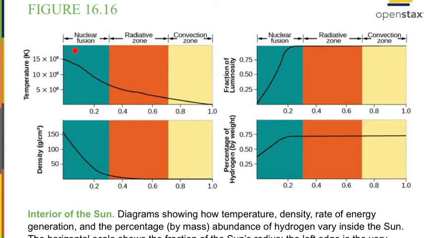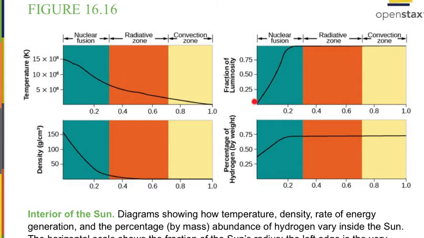And so it's got the core where nuclear fusion takes place, then it's got a radiative zone, and then it's got a convective zone, and we can see the temperature, 15 million in the core, 5,800 at the surface. So it's way hotter in the core than it is at the surface.